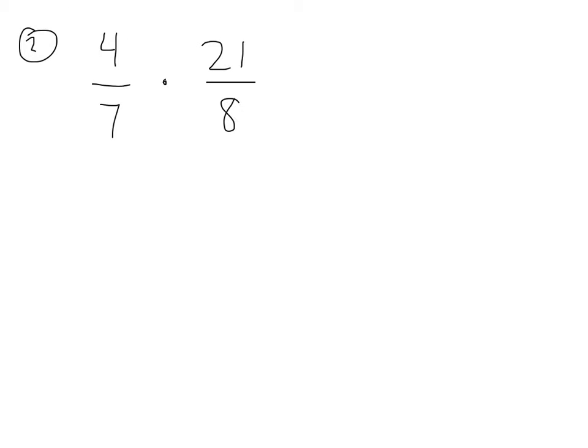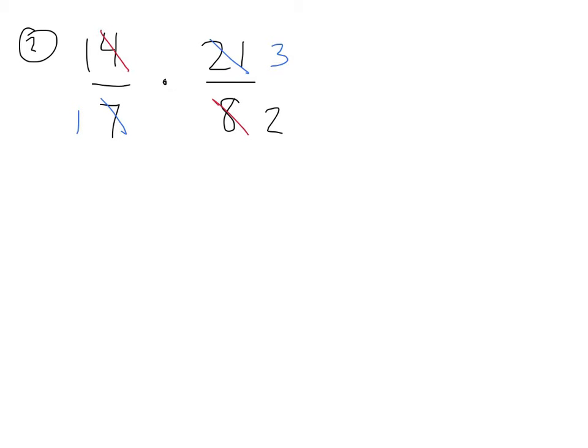Can I cancel those? Well, I can't completely cancel both of them, but I could divide both of them by 4. If I divided 4 by 4, that would give me 1. If I divided 8 by 4, it'd give me 2. All right, how about some more cross-canceling? Well, 21 and 7. I could divide 7 and 21 both by 7. 7 divided by 7 would be 1. 21 divided by 7 would be 3.